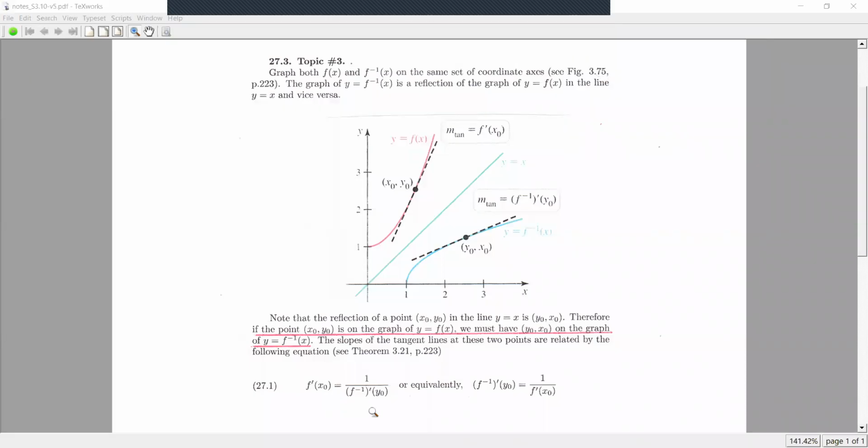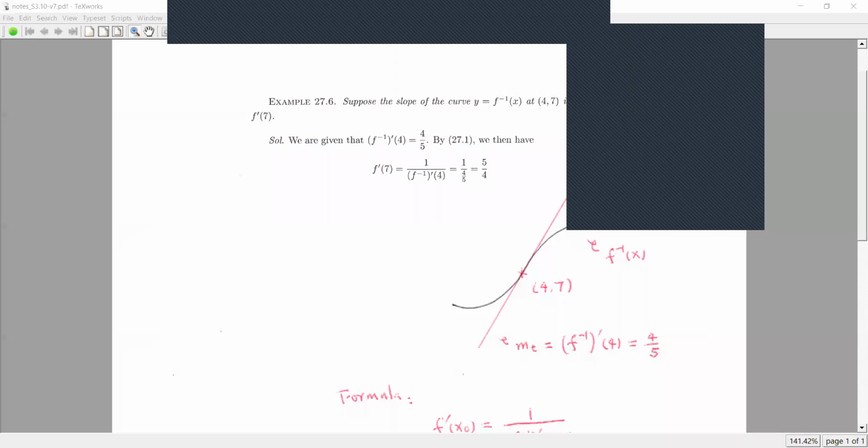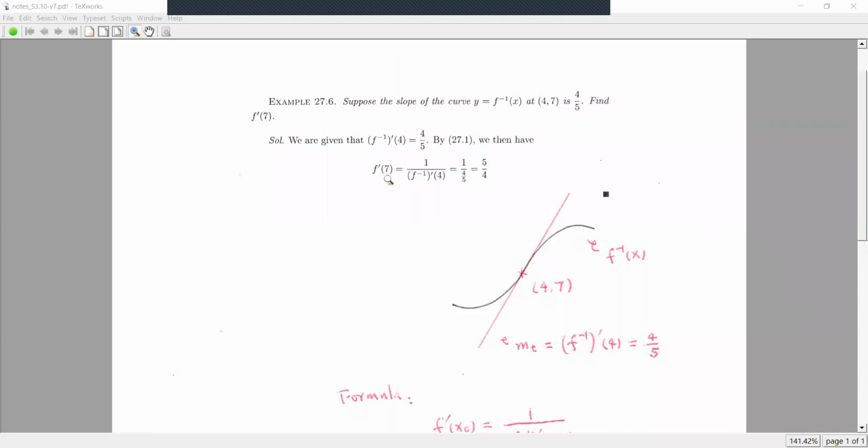Now, using this formula, the derivative of f at 7 is equal to 1 over the derivative of f inverse at 4. The derivative of f inverse at 4 is 4/5. Therefore, the derivative of f at 7 is 1 over 4/5. It is 5/4.